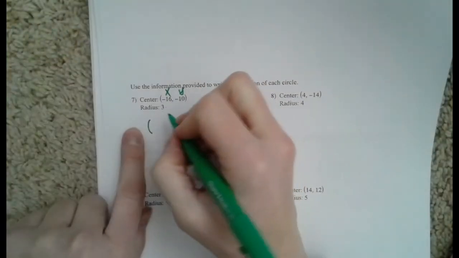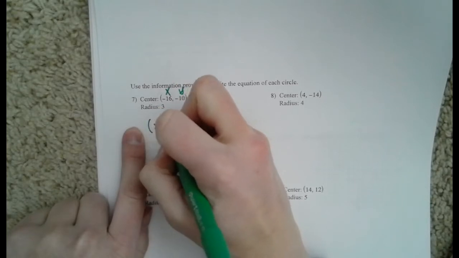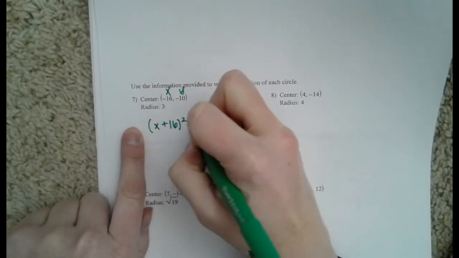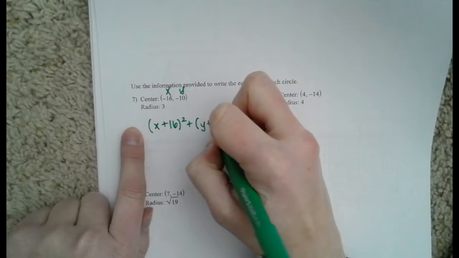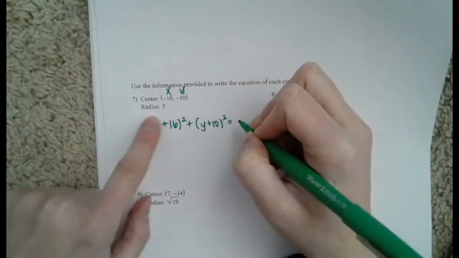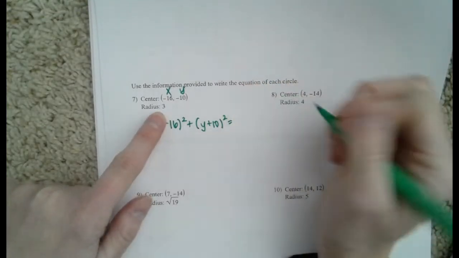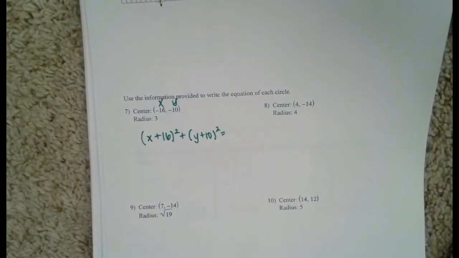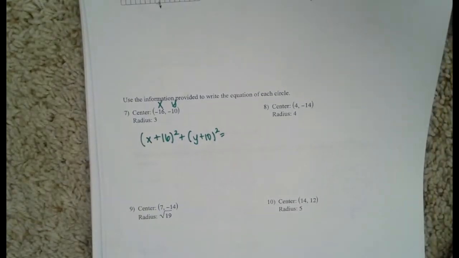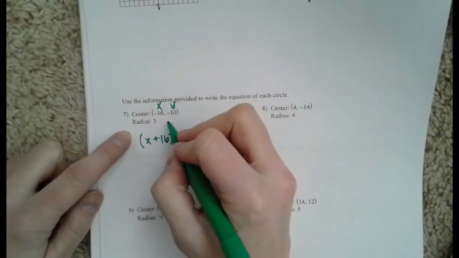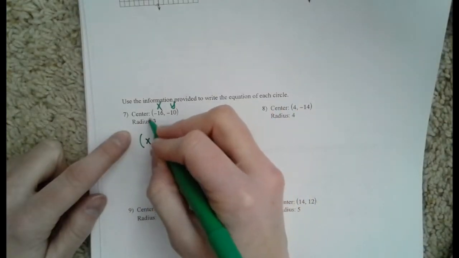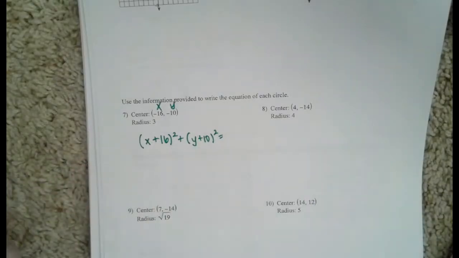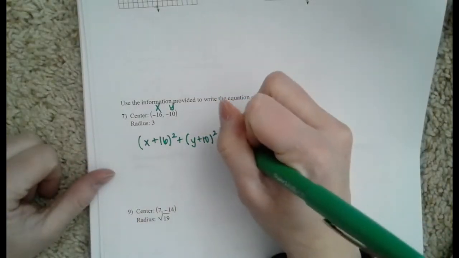So our equation is (x + 16)² + (y + 10)² = the radius of 3. Now here's the thing though. This is just the radius, already square rooted. So you have to square the radius when you put it into the equation, so this should be 9.